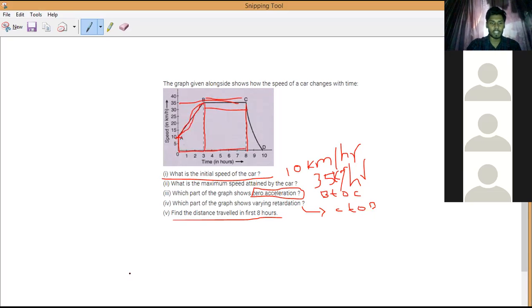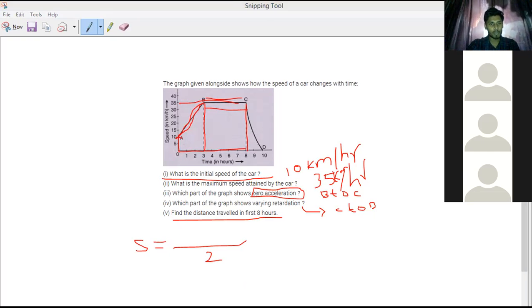First the trapezium. What is the area of a trapezium? Distance S is equal to half into A plus B into height, sir. A plus B is the sum of the parallel sides. What is the area of a trapezium? I am asking. 1 by 2 into A plus B into H, sir. Sum of the parallel sides. What are the parallel sides here?